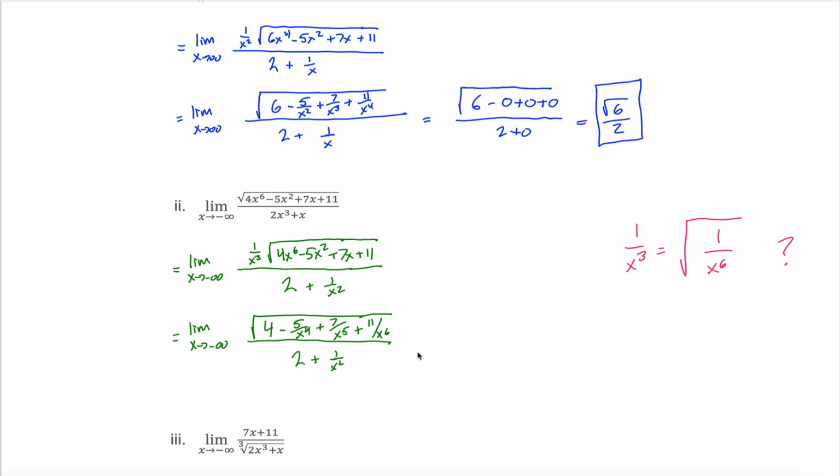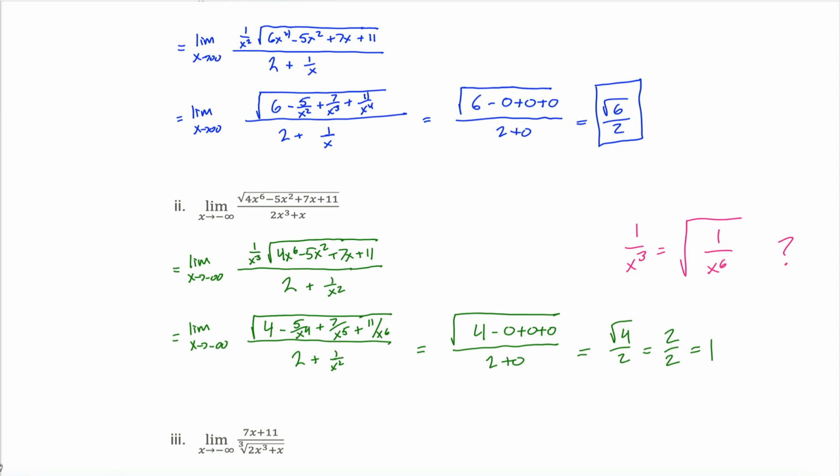At this point, I'd be able to evaluate this limit. Using some limit laws, I can say that up top I have the square root of 4 minus 0 plus 0 plus 0. And down on the bottom, I could say I have 2 plus 0. I can say that this limit is just the square root of 4 divided by 2. In other words, 2 divided by 2. In other words, 1. It sure does appear that the limit as x approaches negative infinity of the square root of 4x to the 6 minus 5x squared plus 7x plus 11 divided by 2x cubed plus x is equal to 1.